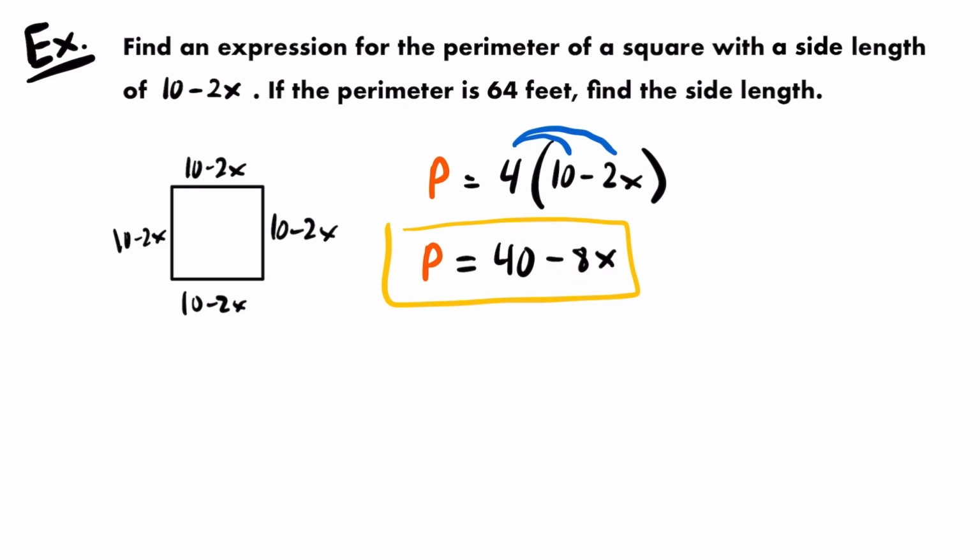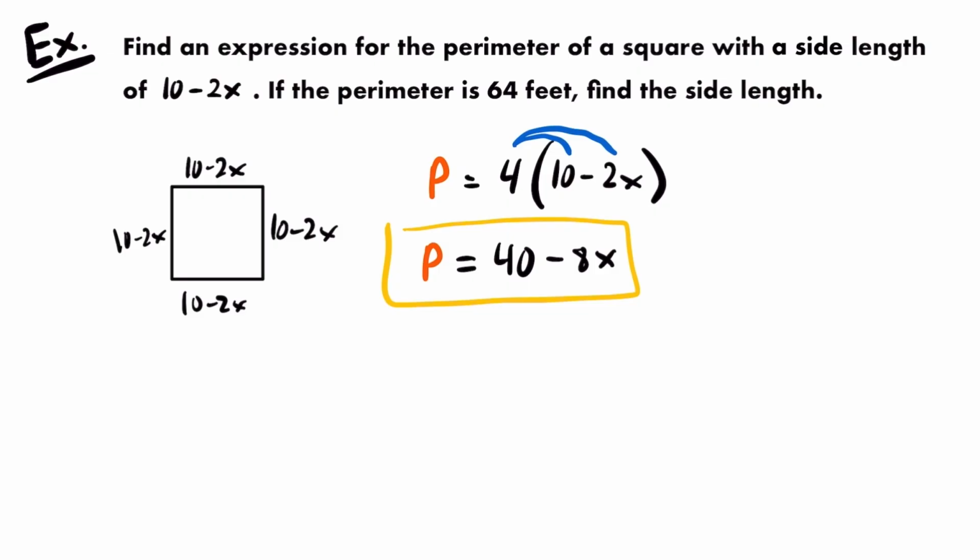All right, but now we are told that if the perimeter is 64 feet, find the side length. And we can do that if we set P, the perimeter, in this equation equal to 64 and solve for x. X itself doesn't represent the side length, but if we know what x is, then we can plug it back into this expression, 10 minus 2x, that does represent the side length, and we can figure out what the actual measurement of that side is.